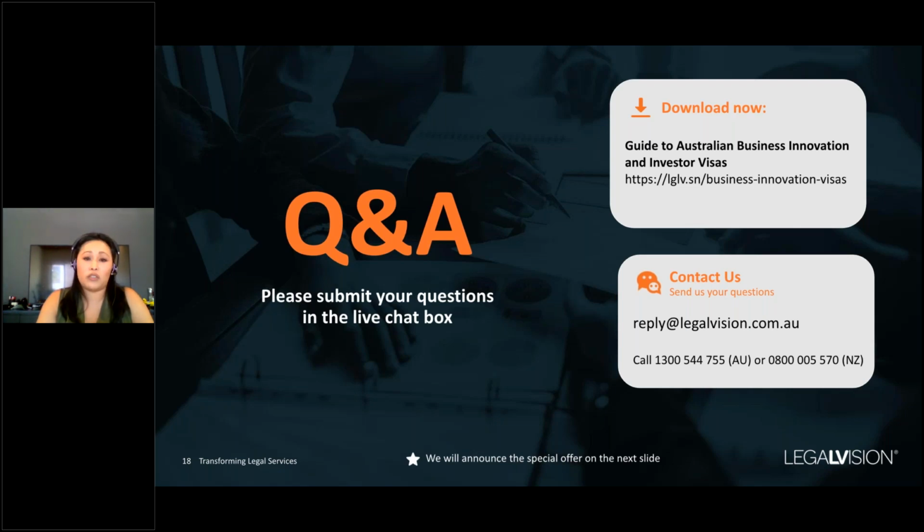There is no way to really speed up the process, unfortunately. But what is really important to know is that these visas, according to the Department of Home Affairs, are prioritized. They do very much want to support applicants to achieve their objectives for the purposes of this visa. So they will do their best to try and expedite it as best as they can. But we unfortunately are not able to give you a concrete processing timeline.